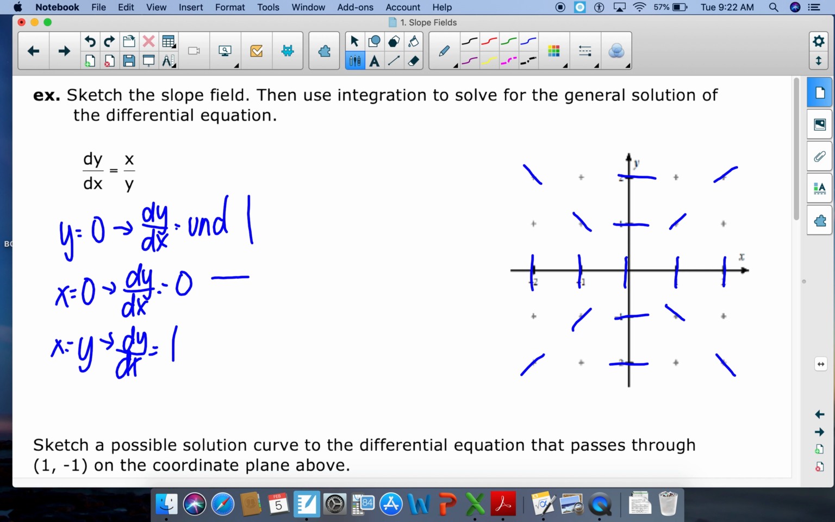And that leaves me some other points I now have to think about. So these I'm going to do by plugging in and determining. Let's start with this one: -1, positive 2. If I plug in -1 and a positive 2, I get a negative half, right? Which means it's steeper. I'm sorry, it's shallower.